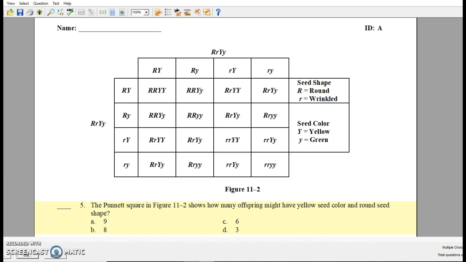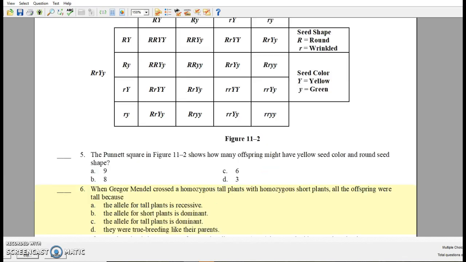So for number 5, for yellow seeds, which is the dominant color, and round seed shape, which is the dominant seed shape, the answer would be 9. And you just count how many boxes have at least one big R and big Y in the same box, and that will give you 9.